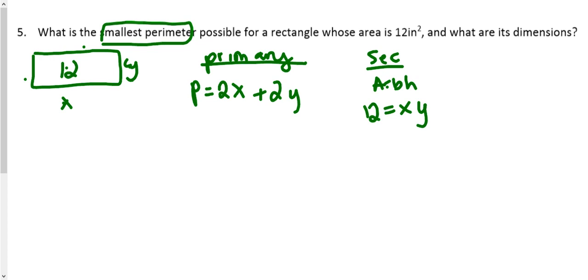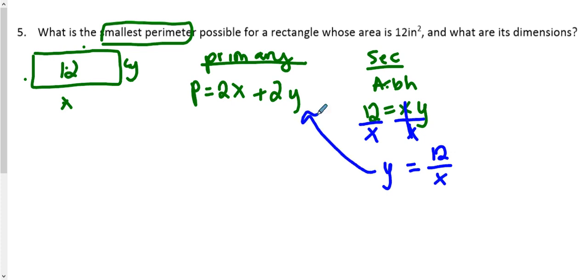Okay, so from here, we want to choose one. It doesn't matter. You can solve for x. You can solve for y. We've been solving for y, so that's probably what I'll continue to do. So to solve for y, I'd have to divide both sides by x. So I'd get y equals 12 over x. So then I would take that and put it in here.